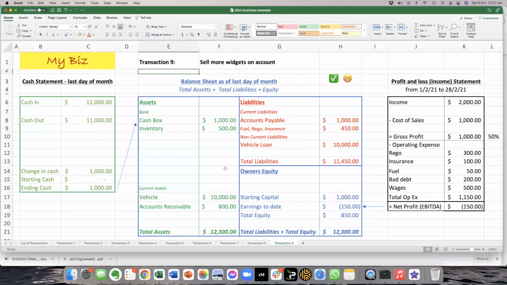Transaction 9. As a business owner, we've had a little bit of heart failure. We've seen a negative number in our profit. Now, that's not good. It means we're not running our business properly, but it's not the end of the world. However, we decide we need to get out there and do some selling. So we've only got $500 worth of stock. So we're going to sell more widgets. And at the moment, we are going to sell a total of the rest of our widgets, okay? So we're going to sell $1,000 worth of widgets with our $500 worth of stock.